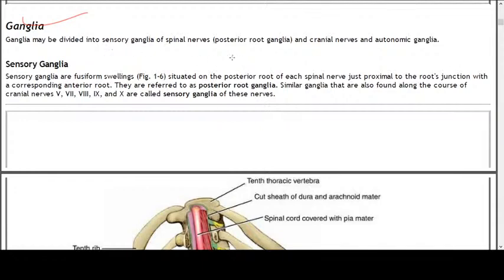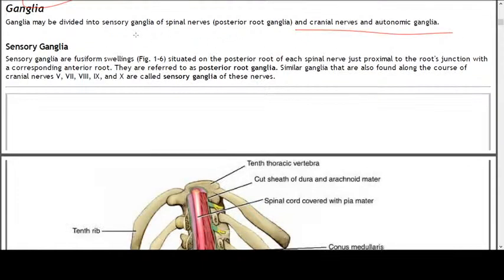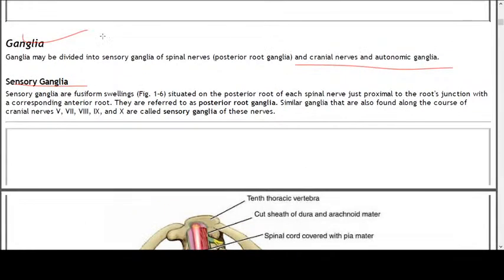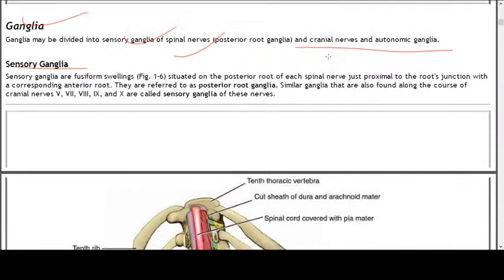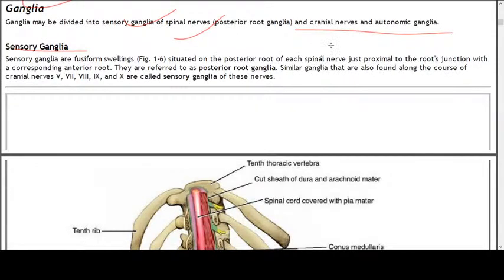Ganglia may be divided into sensory ganglia of spinal nerves and cranial nerves, and autonomic ganglia. Three parts. Autonomic ganglia are different. Sensory ganglia are fusiform swellings situated on the posterior root of each spinal nerve, just proximal to the root's junction with the corresponding anterior root.